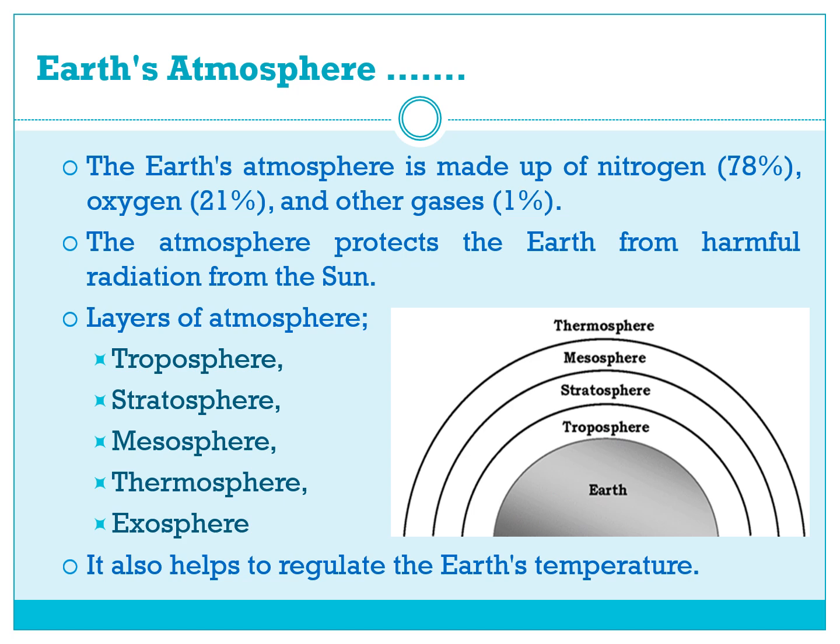From the surface upward, these layers are troposphere. This is the layer closest to the Earth's surface, extending up to about 7 to 15 kilometers, depending on the latitude. It is where weather occurs, containing most of the atmosphere's mass and water vapor.